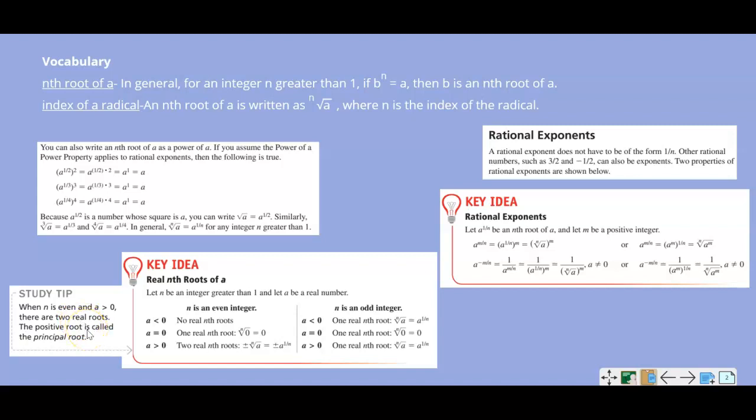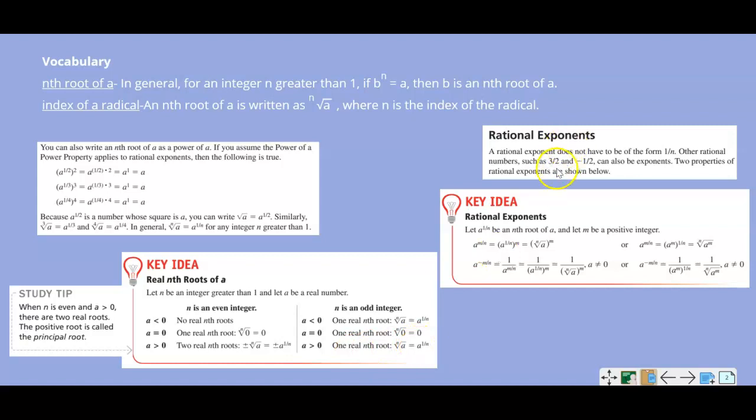The positive root is called your principal root. So make sure you understand what the principal root is, your positive answer. A lot of times in real life scenarios, your principal root is going to be the solution because the negative would not make sense. The next part, n is an odd integer, a less than 0, 1 real root. A equals 0, and 1 real root. And a greater than 0, 1 real root. So you can see those all have 1 real root.